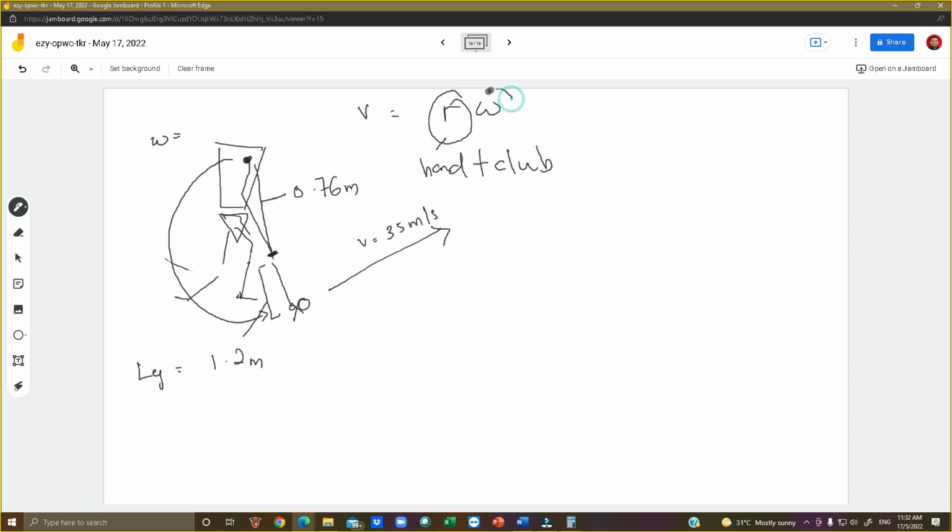So can you find out the omega? Ni mesti jawapan dalam radian per second. Pasal kita punya soalan perumpamaan antara persamaan antara linear dengan angular. So we know that V equals to 35, equals to R, 0.76 plus 1.2. So you are going to end up 1.96 meter. Omega ialah 35 divide with 1.96. Berapa kita dapat kat situ?